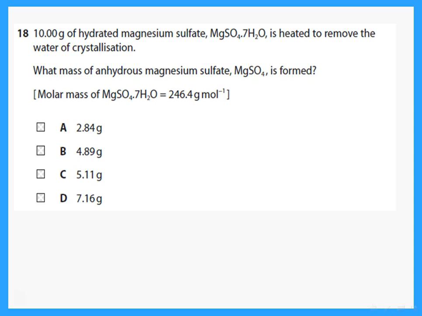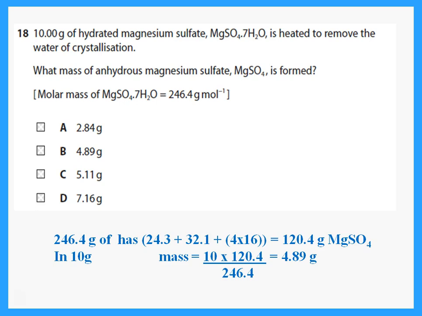Here he's saying 10 grams of hydrated magnesium sulfate is heated to remove the water of crystallization. What mass of anhydrous magnesium sulfate is formed? Okay, so how are we going to do this? He gives me 10 grams of hydrated magnesium sulfate. Now, if we have 246.4 gram per mole of the hydrated, it will have how much of the magnesium sulfate? It will have the mass, the molecular mass of magnesium plus sulfur plus four of oxygens.